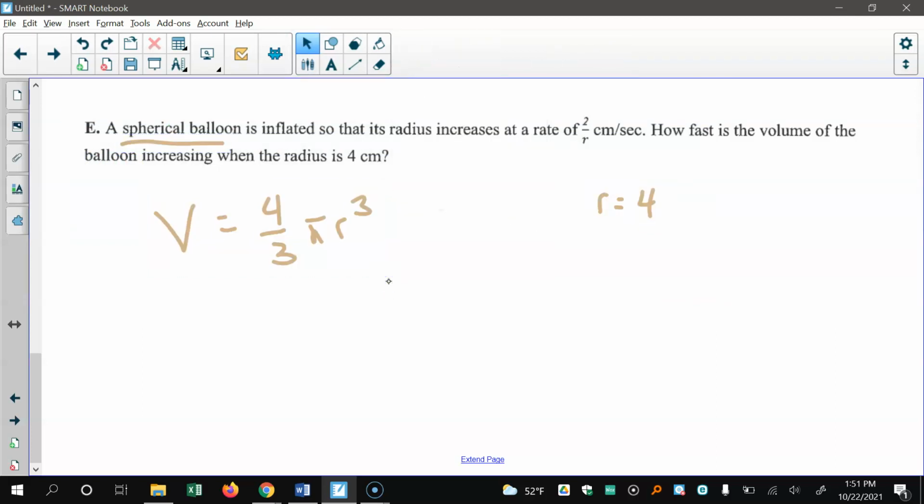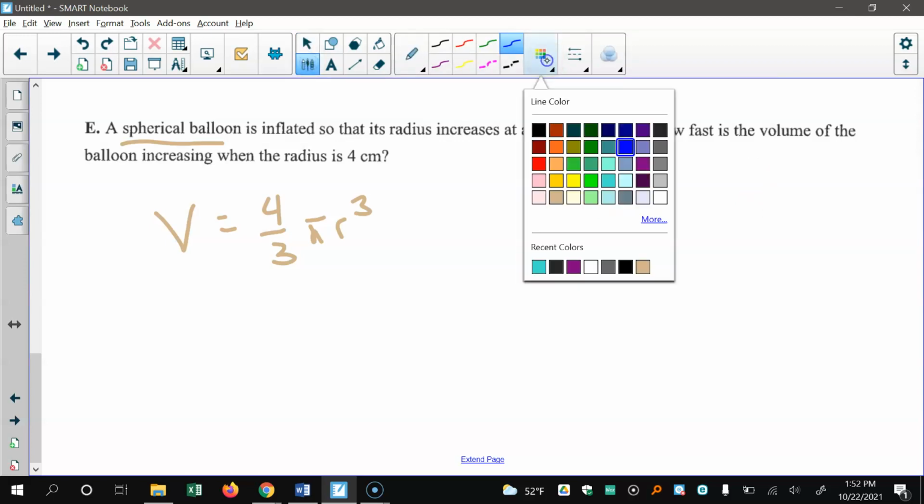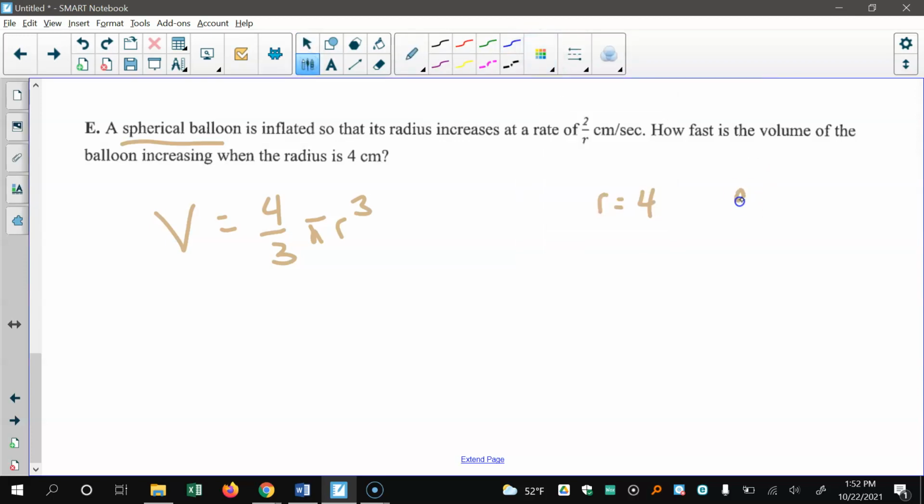Okay, so that is radius increases at a rate of 2 over r centimeters. Okay, got it. r is 4. We don't know what dr/dt is, and yet we kind of do, because it says that dr/dt is going to be 2 over r. And 2 over r is really 2 over 4, because that's what r is, which is 1/2. Ooh, okay, excellent.